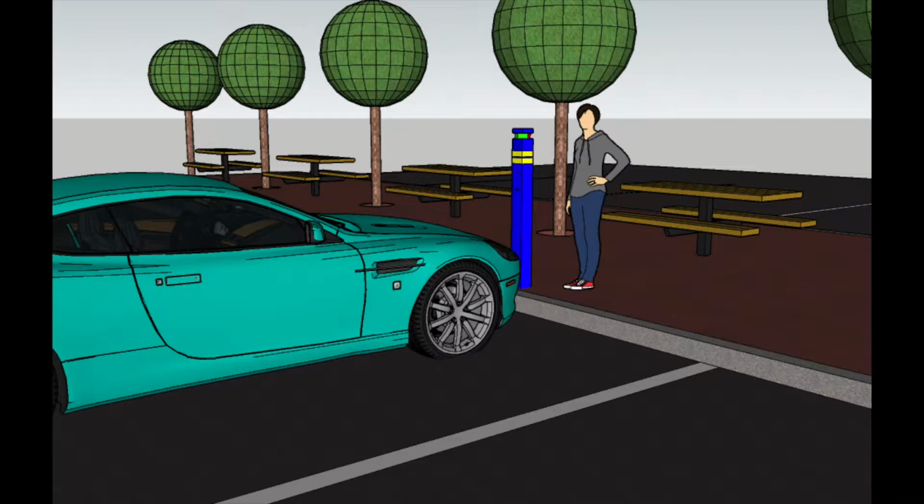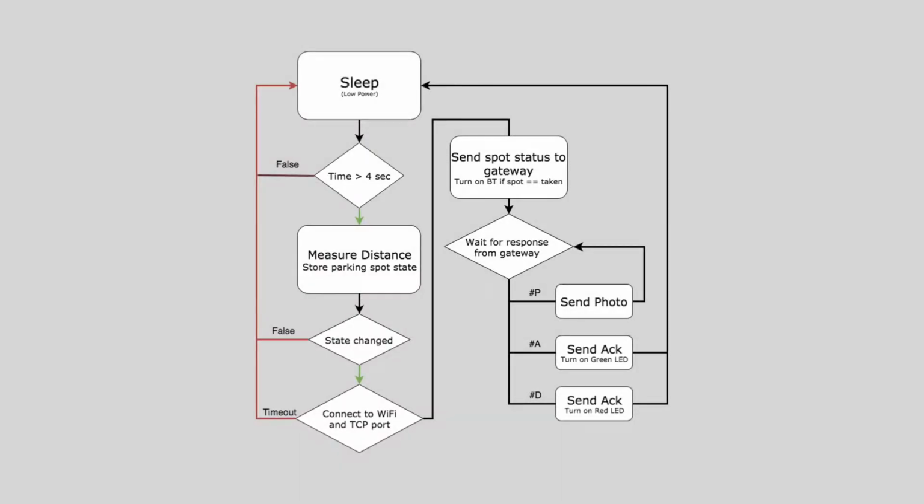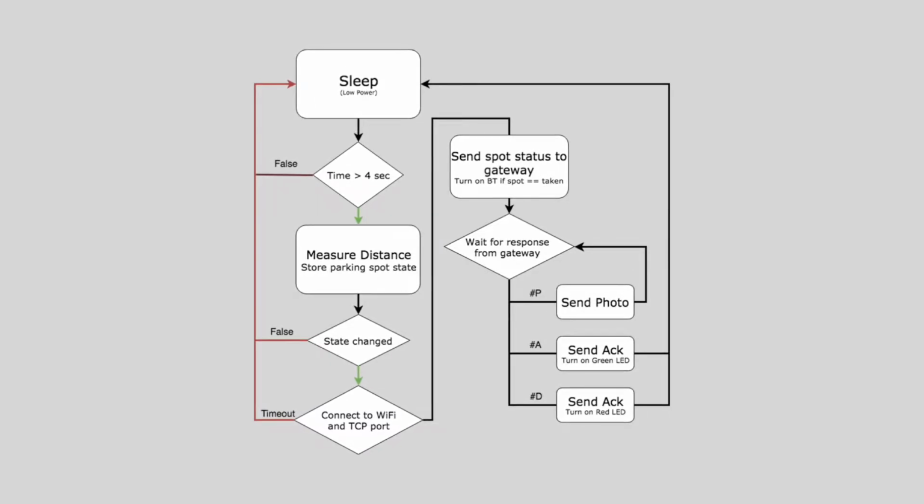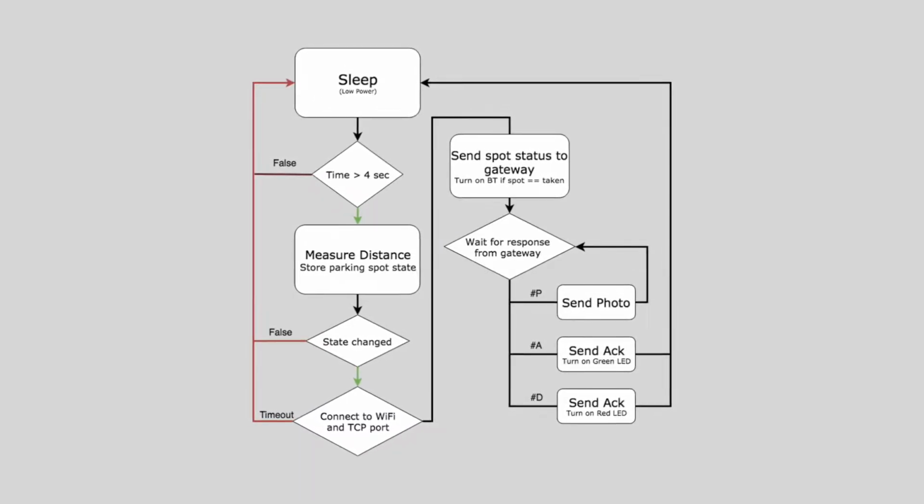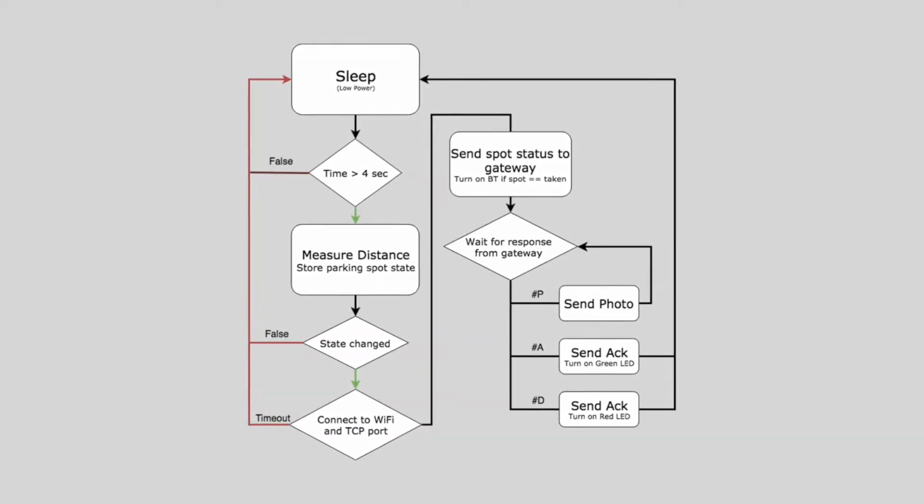In this segment, we will discuss how the sensor box works. The sensor box always starts at sleep state. In sleep state, items such as Wi-Fi and Bluetooth are turned off. Every 4 seconds, an interrupt wakes up the sensor box. Once awake, the sensor box will detect if the status of the spot has changed.